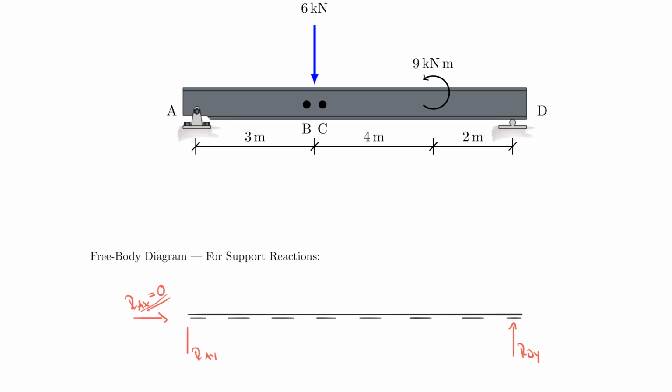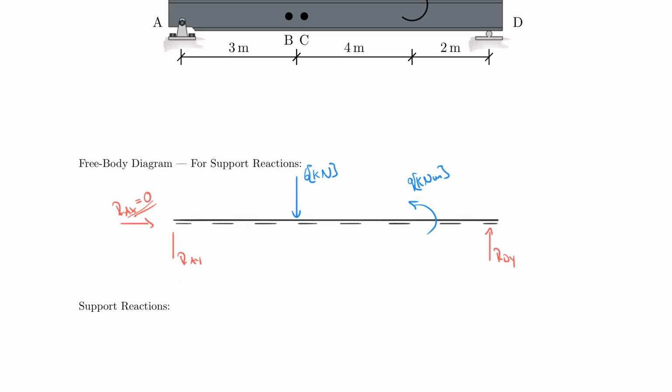But I have to now bring down my forces here. And this is the 6 kilonewton. And I have to include my 9 kilonewton meter. And so that now is my entire system. The whole beam is 9 meters long, if I'm not mistaken. So yeah, 3 plus 4 plus 2 is 9. And so I can now quickly actually calculate the support reaction.